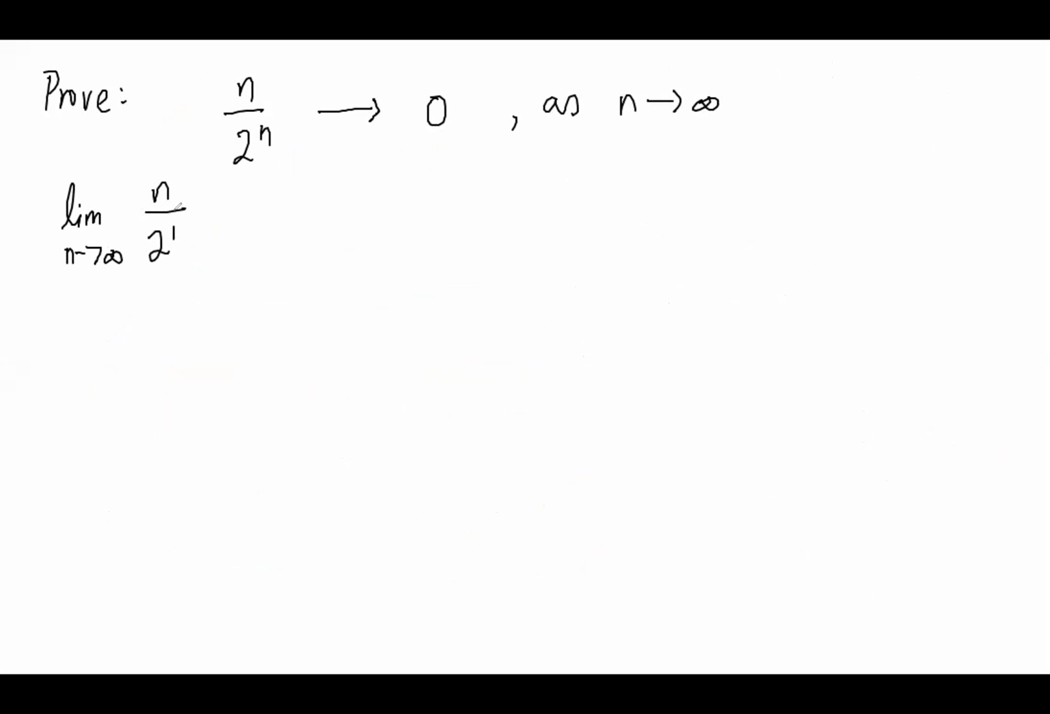So let me share my screen. For the first one, we want to prove that n over 2 power of n converges to 0 as n tends to infinity. Now, of course, if you use the machinery of calculus, the operational part, then this one you can do very easily, because this will be just L'Hopital's rule.